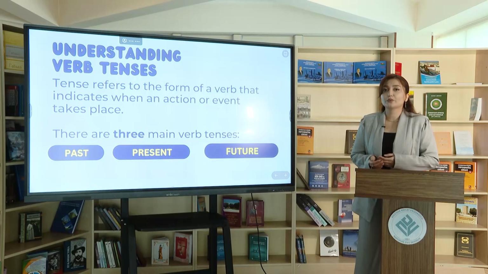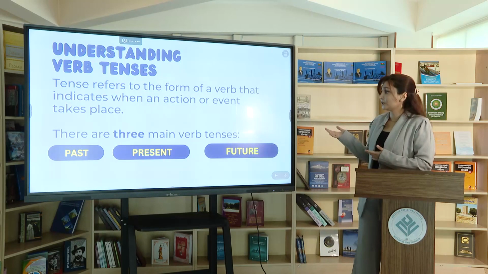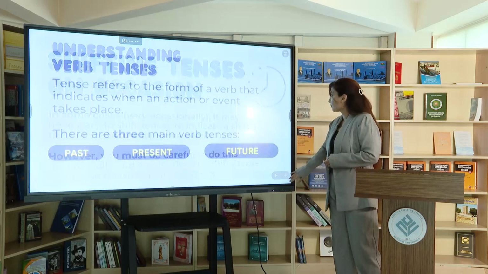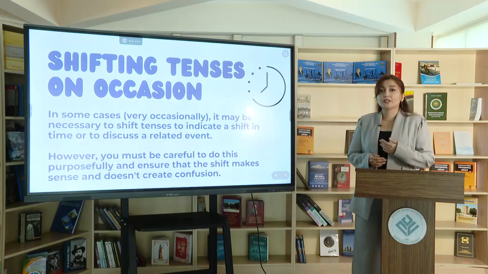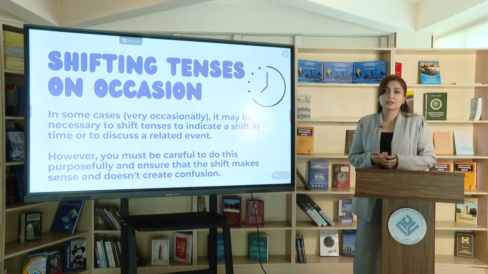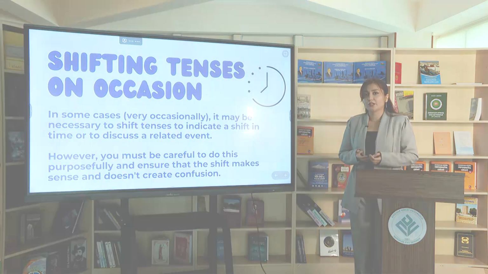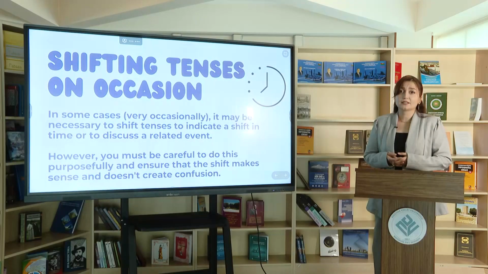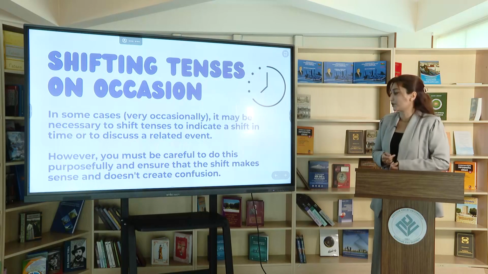Let's understand verb tense. Tense is a form of verbs which indicates what happens or when an action or event happens. And there are three main verb tenses: past, present, and future. Sometimes it may be necessary to shift verb tense according to a shift in time or to discuss a relevant event. However, in such cases, you must ensure that it makes sense and doesn't create confusion among readers.